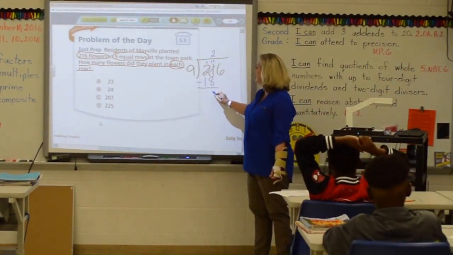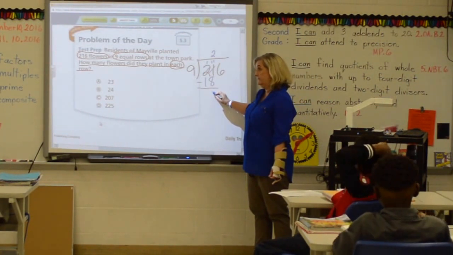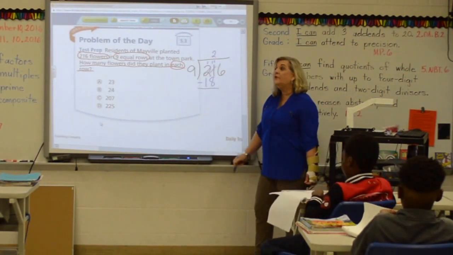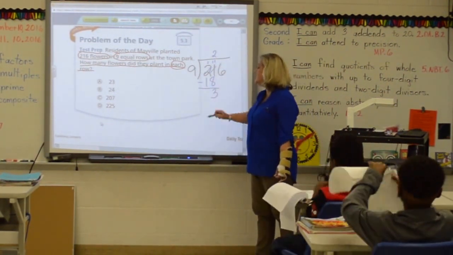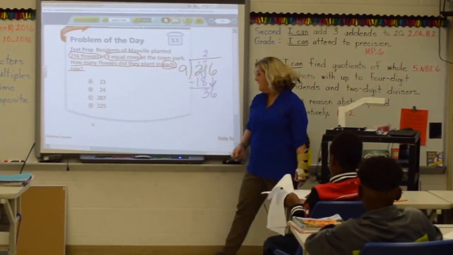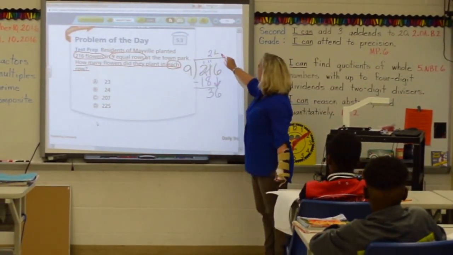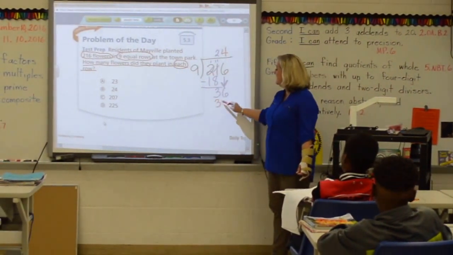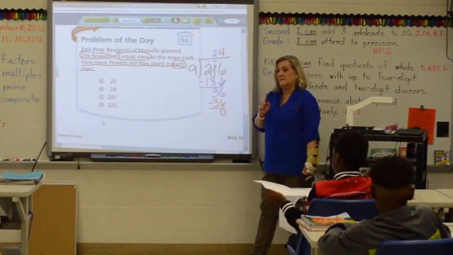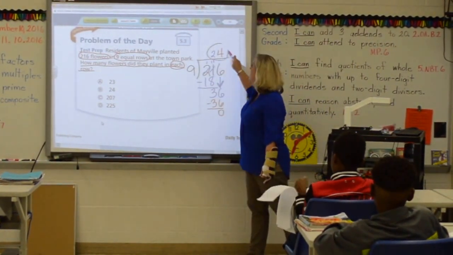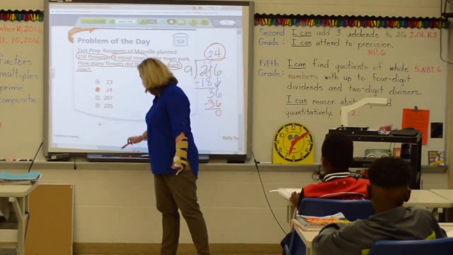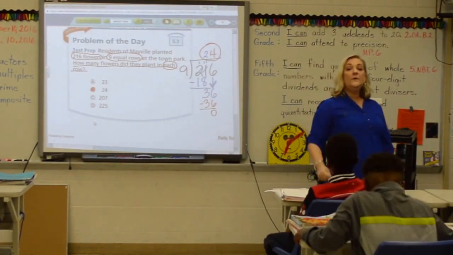11 minus 8? 3. 1 minus 1 is 0. Bring down the 6. 36 divided by 9? 4. 4 times 9? 36. Subtract. The answer is? 0. The quotient is 24. So 24 flowers were in each row.